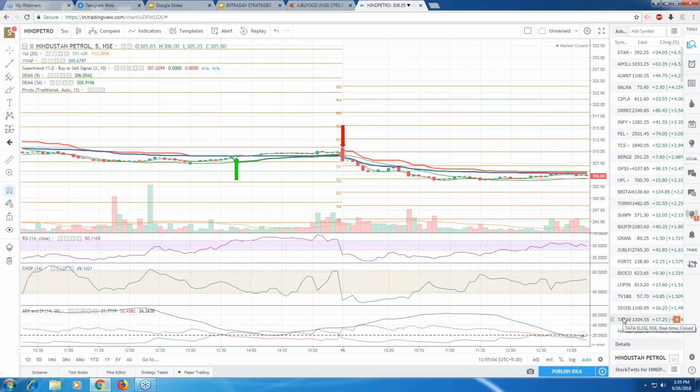I mean, order 10 to 20 stocks, and then find out where RSI is going up above 60, choppiness is below 40, and ADX is trending strong above 25. Similarly, if you're selling it, then again RSI should be below 40, choppiness should be below 40, and the green line should be trending down and the red should be trending up, and the black line should be between the green and the red, right?